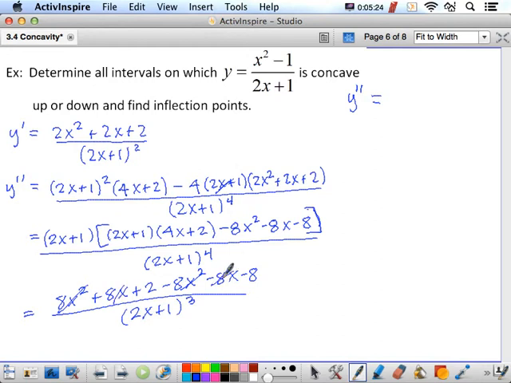Is that a minus 8? Yes. Okay, cool. So what does that give me? Negative 6 all over 2x plus 1 quantity cubed. So all of that work came down to there.